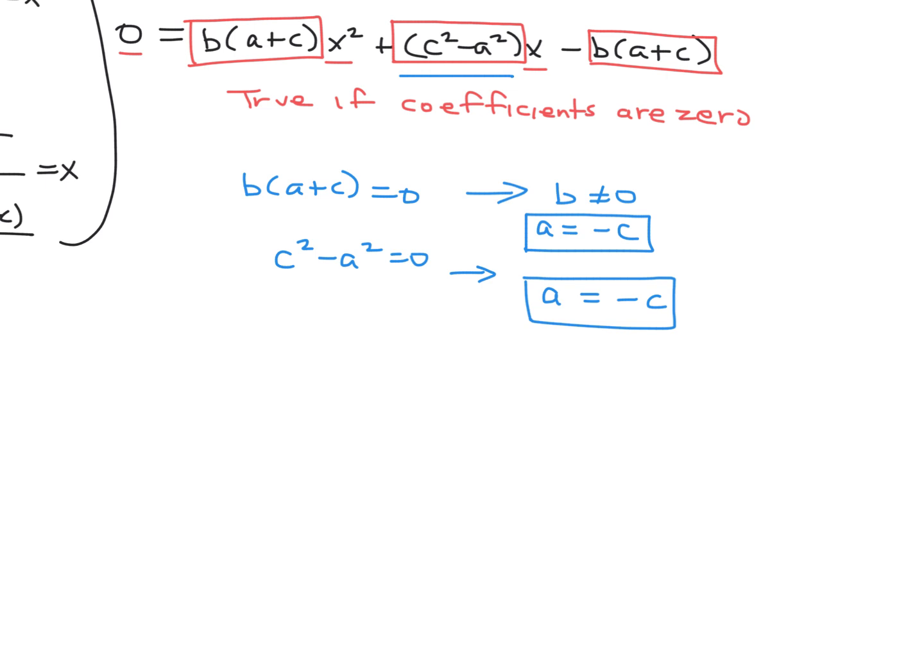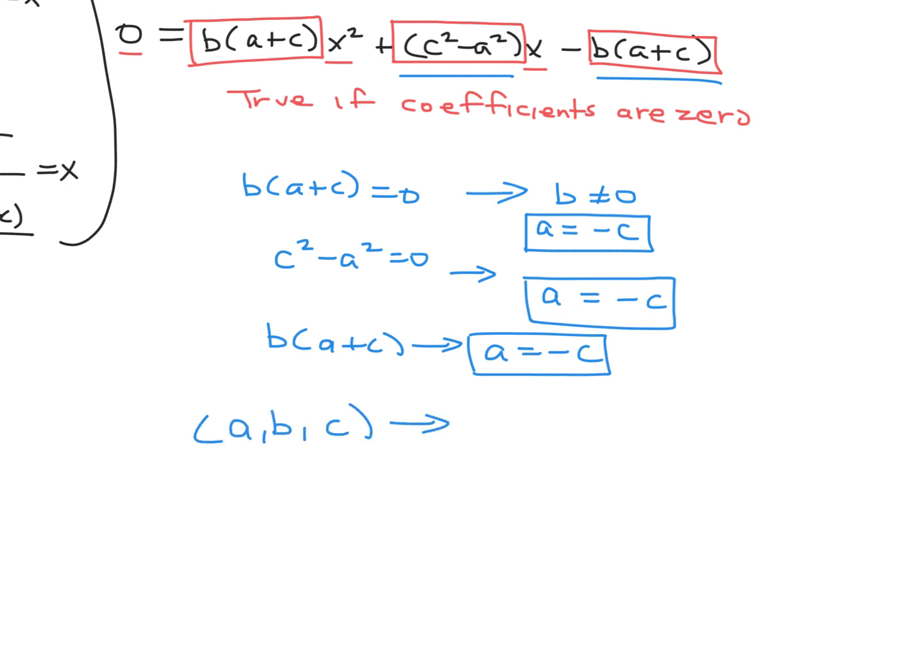Okay, and then the next guy, this one, is it the same thing? Yeah, it's the exact same thing. Okay, so that basically means that a is equal to minus c. So we got a equals minus c in all three. So that means my triple would be any triple of the form a, b, and minus a, because c is equal to minus a, where a and b are non-zero.